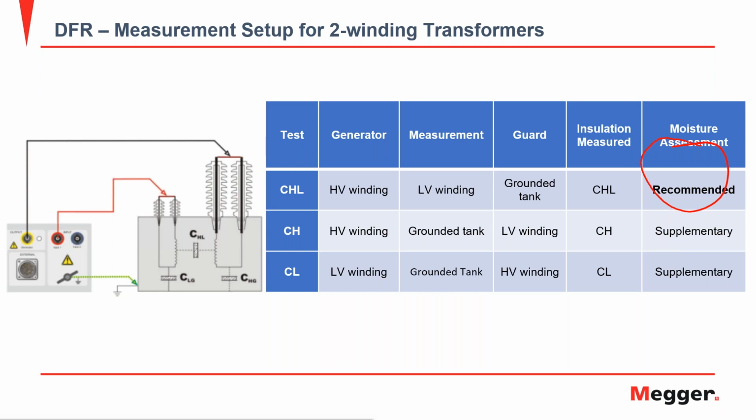And then you have supplementary tests, which will be your CH and your CL. And there are many people always asking, well, if I determine moisture with CHL, why am I doing something with CH or CL? The simple answer is just to make sure that you have a typical dielectric response, that you don't have any influence of contamination, that there are no dielectric issues that we could capture and prevent for failure. So that is our 2-winding transformer. As you can see, basically it's the same configuration that you have for power factor testing.